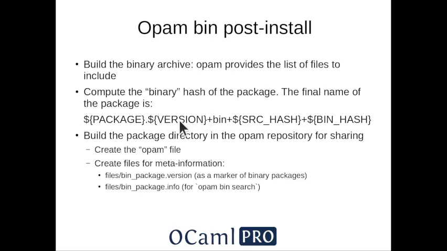Now that we have everything, we can create the OPAM repository part of the package so that it can be used by other users. So for that, we need to build a package directory in the OPAM repository. We create an OPAM file for the binary package, and we only add two small meta information files. One is the bin package version that is used as a marker for binary packages when calling OPAM bin, and one is some meta information that is, for example, used by the OPAM bin search command.